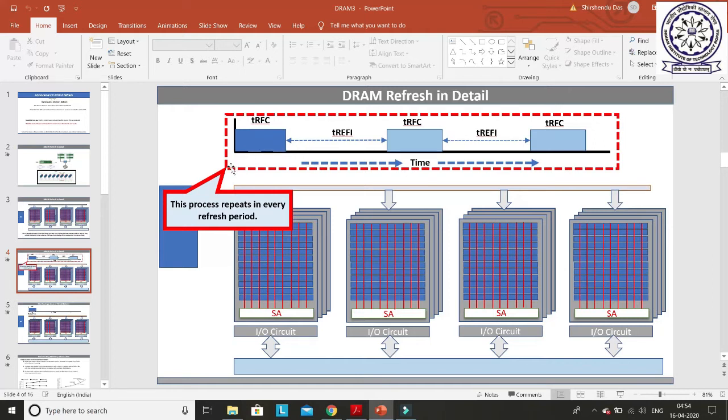This is called refresh period. The complete period is called refresh period, that is 64 millisecond, or sometimes we also call it retention time, and this is called refresh interval. So don't mix these two concepts, they are completely different things. And this is the refresh interval, the time gap between two refresh commands, and this concept I already explained.